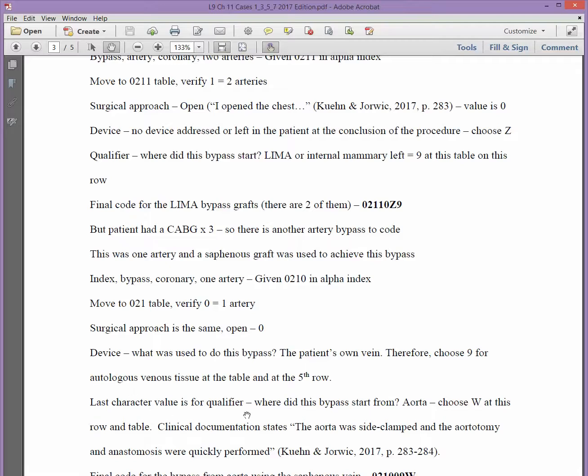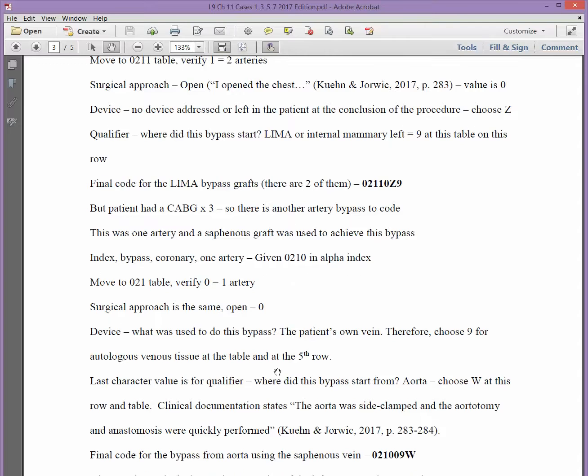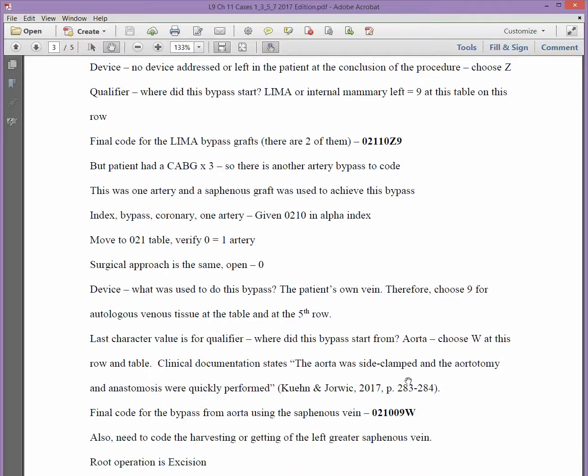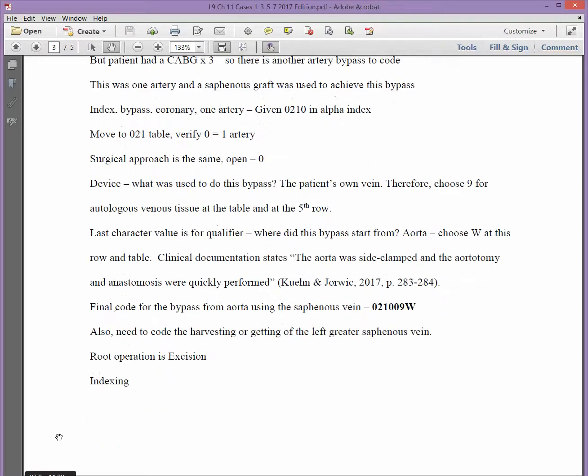The last character value here for this code is qualifier. Where did this bypass start? It started in the aorta. That's where it started. You choose W. Clinical documentation in your textbook states the aorta was side clamped and the aortotomy and the anastomosis were quickly performed. So it began at the aorta. The final code for the bypass from the aorta using the patient's own saphenous vein is 021009W.